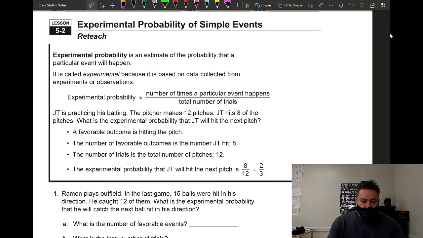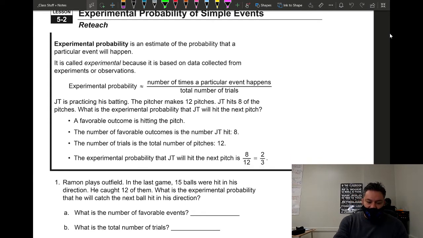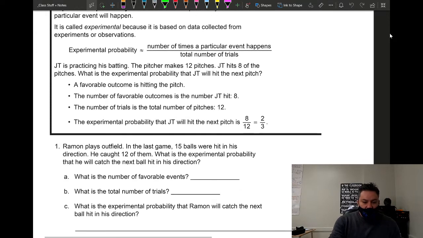So, we have a few examples that we're going to be working on, and it says JT is practicing his batting. The pitcher makes 12 pitches, and JT hits 8 of the pitches. What is the experimental probability that JT will hit the next pitch? Now remember, the number of trials is how many times that is happening, how many times you're actually trying to hit the ball. Not how many times you hit it, but how many pitches you have.